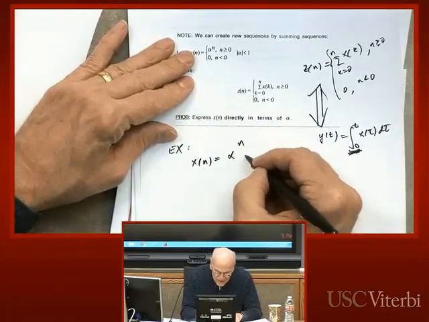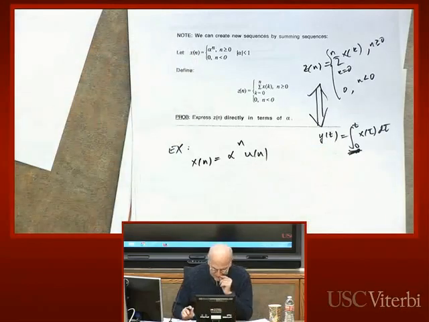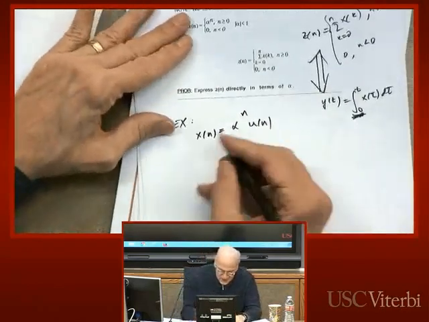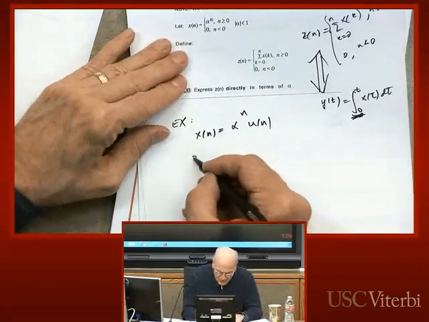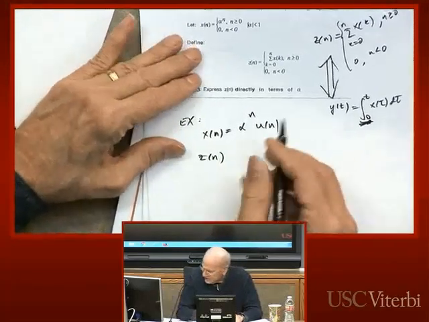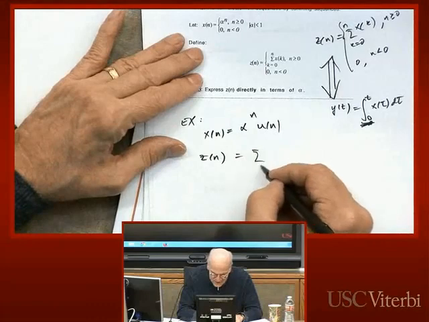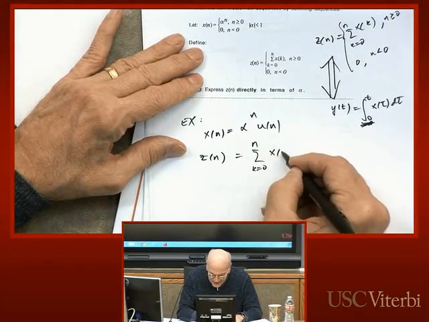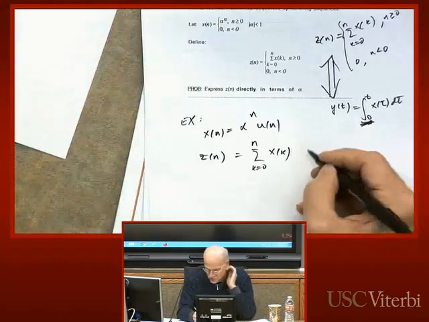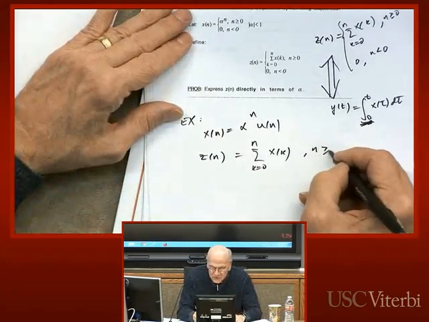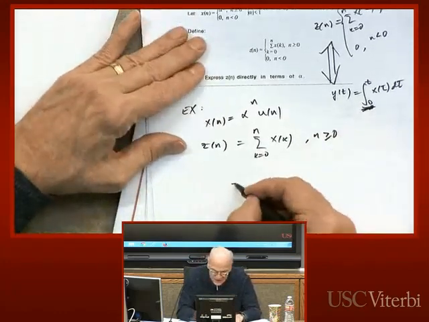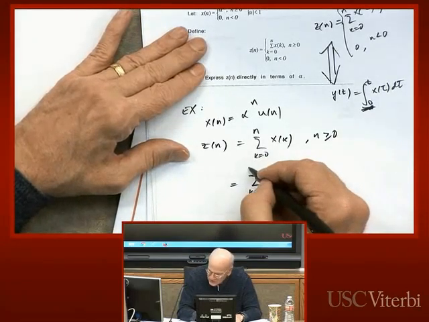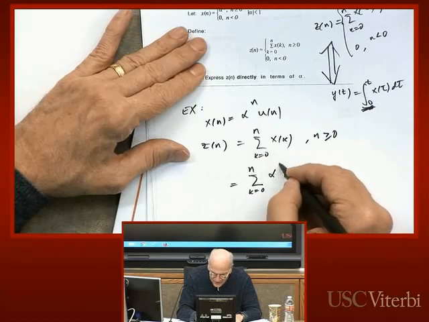Alpha to the n times u of n. That's the one we just talked about, the right-sided geometric sequence in this example. But I want to take it a step further. So let's see, what does this look like? The summation k equals 0 to n of x of k, for, of course, n greater than or equal to 0. So let's take a look at this closer. This is going to be the summation k equals 0 to n of alpha to the k.